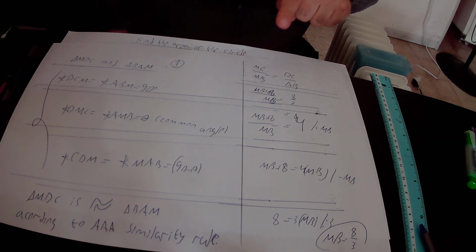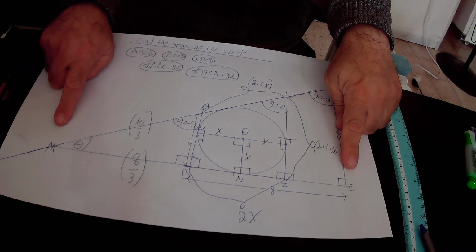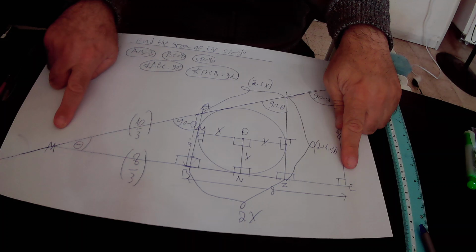MC over MB equals DC over AB. What is the length of MC? From the drawing it is very easy to see that MC equals MB plus BC, that is 8. In total, MC equals MB plus 8.